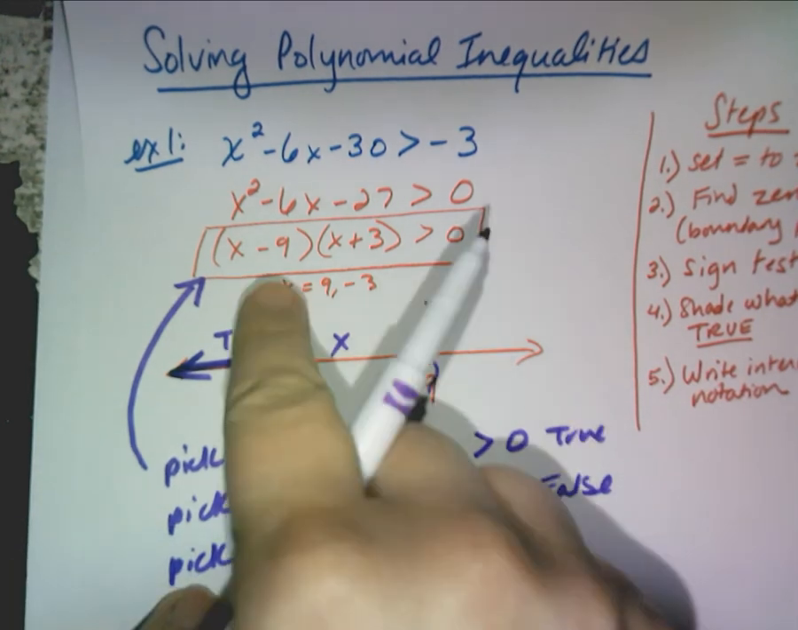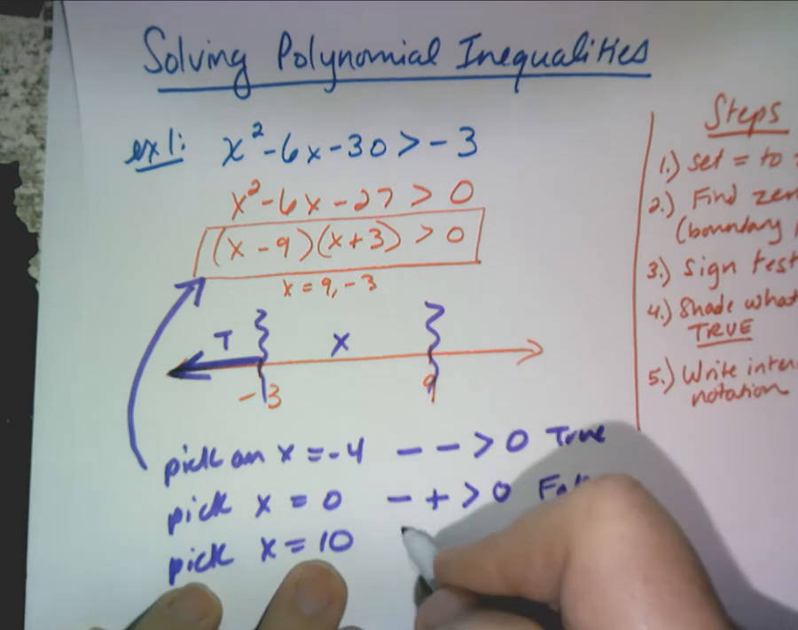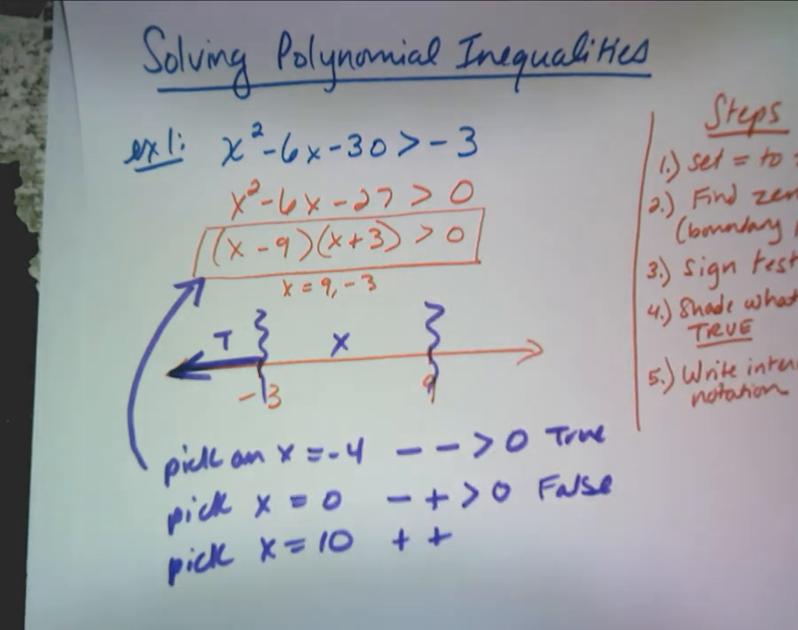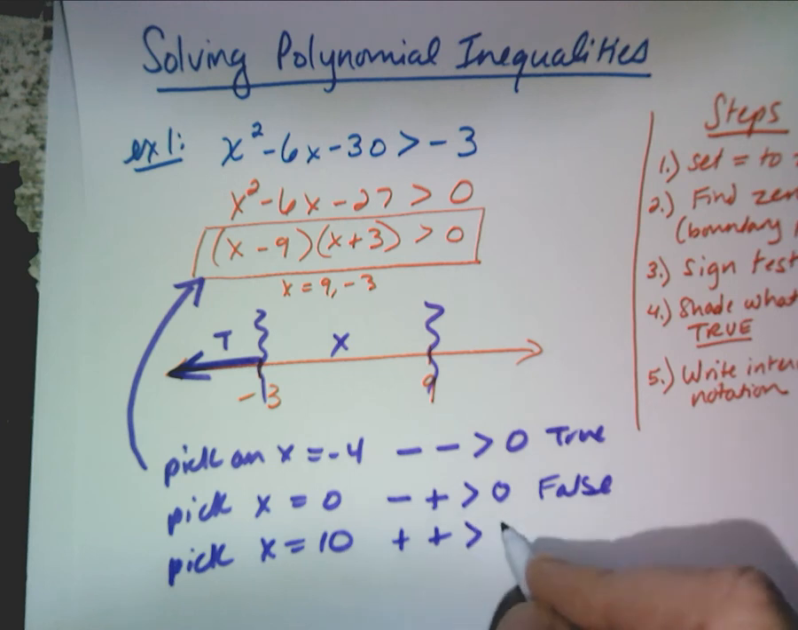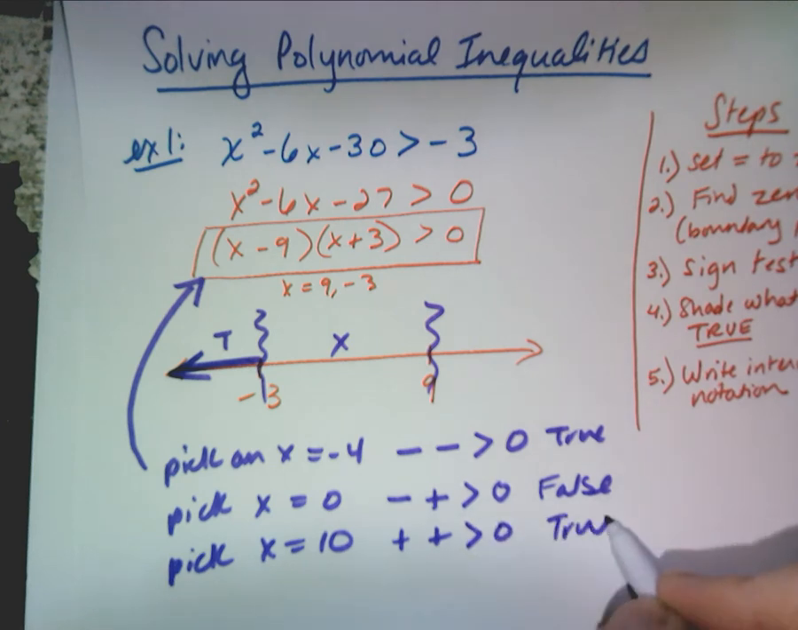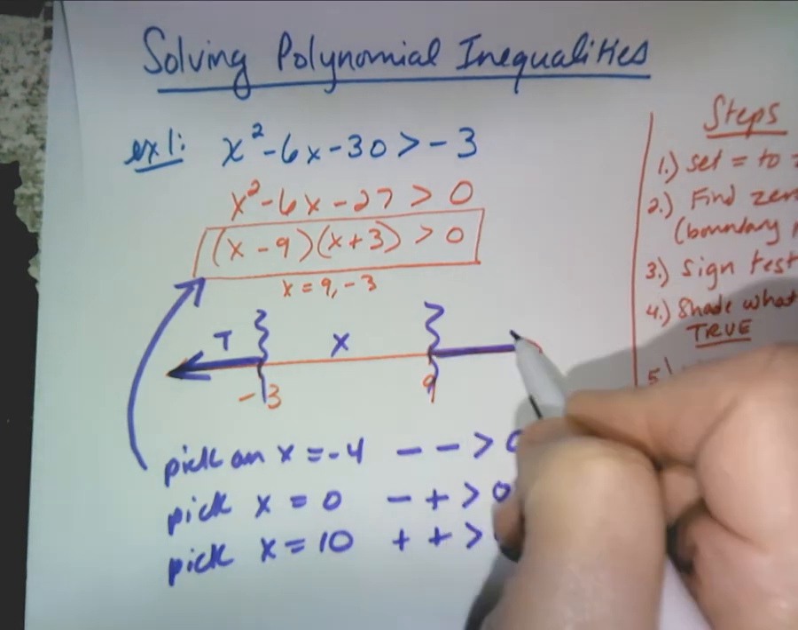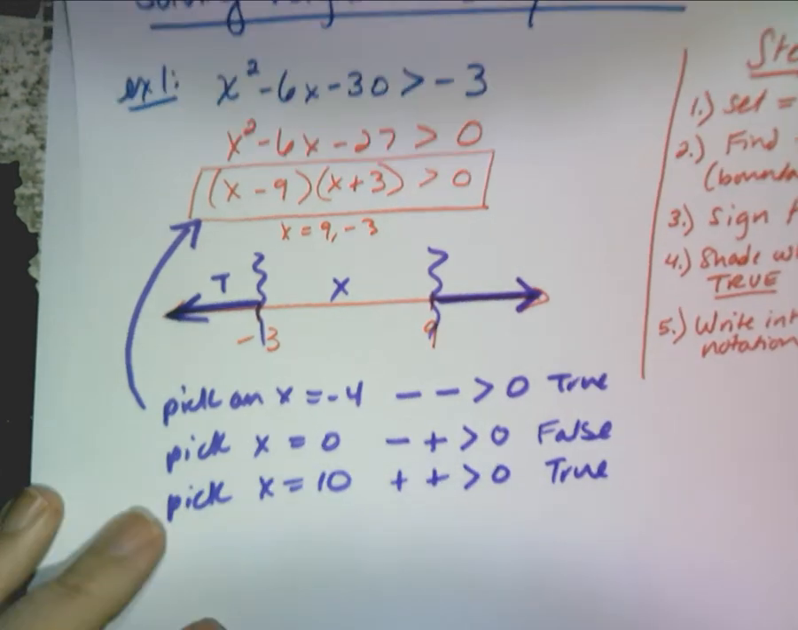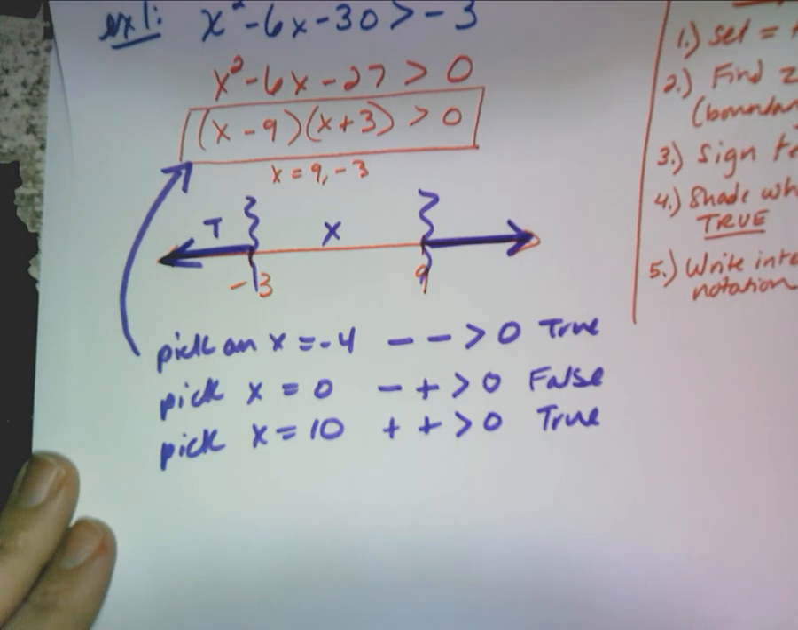All right, now I put 10 in. 10 minus 9, that's positive. 10 plus 3, that's positive. What's a positive times a positive? Positive. Is that greater than 0? Yes. So you would shade right here. Okay? Now, we just actually solved the problem. We just have to write it in interval notation now.